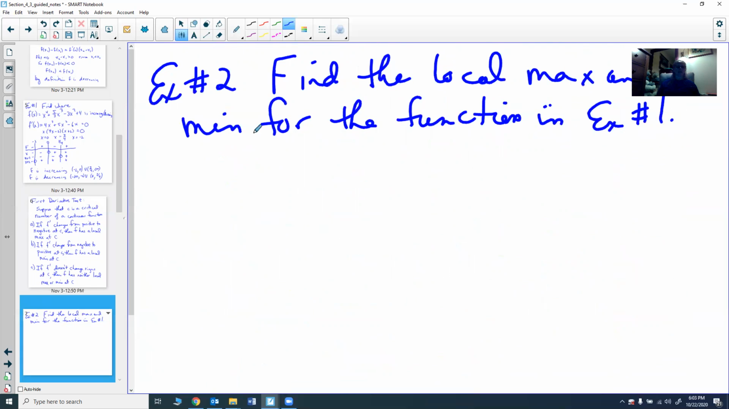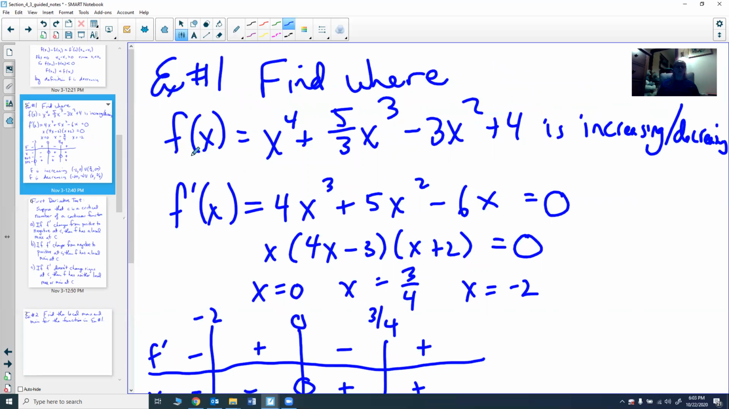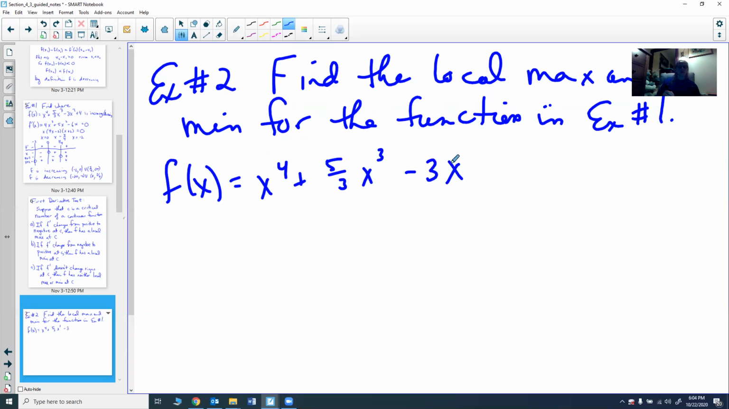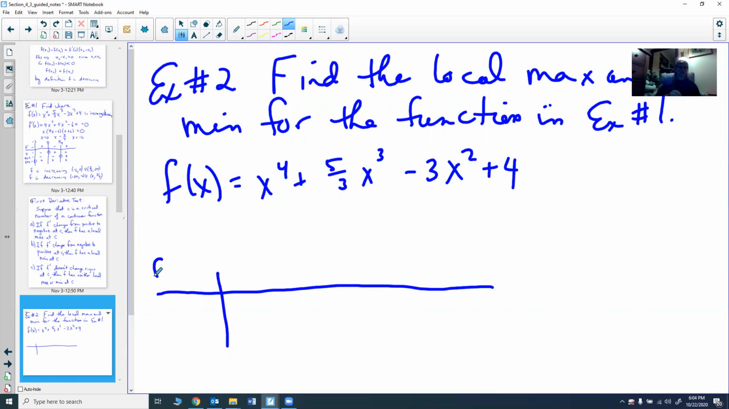So going back to that, that's for finding the local maximum or minimum for the function in example 1. Remember our function in example 1 was f of x equals x to the 4th plus 5/3 x cubed plus 3x squared plus 4. I'm going to write that down again. And we happen to know, I'm going to draw down the number line I had of what the derivative was doing.